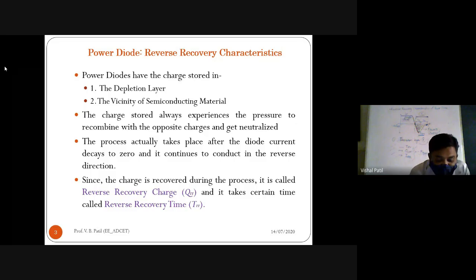The charge stored always experiences pressure to recombine with the opposite charges and get neutralized. That is the natural behavior of the charge. So it will always try to get its opposite charge for recombination. The process actually takes place after the diode current decays to zero, and the diode continues to conduct in the reverse direction. So this process will be there continuously even after the diode current decays to zero. Since the charge is recovered during the process, it is called reverse recovery charge. The process of recovering the charge is happening here, so it is termed a reverse recovery charge.